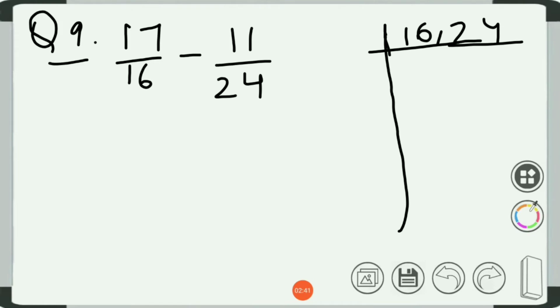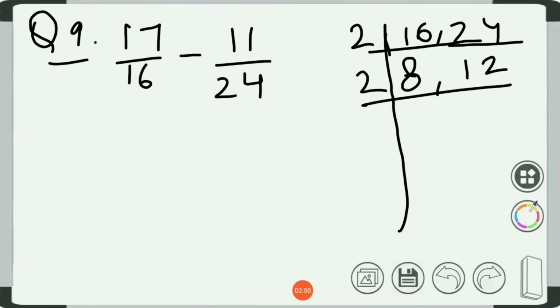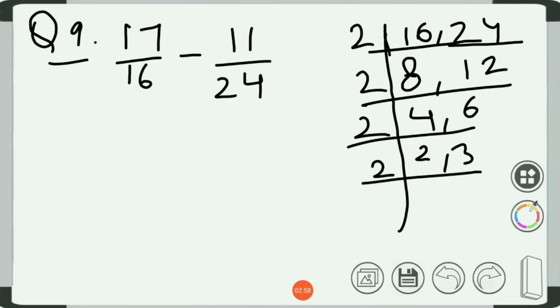Let's start with the lowest number, 2. 16 goes in 2's table 8 times, 2 8's are 16. And this is 12. Again with the 2. 2 4's are 8, 2 6's are 12. Again with the 2. 2 2's are 4, 2 3's are 6. Again with the 2, 1 and 3. Then now with the 3, 1 and 1.